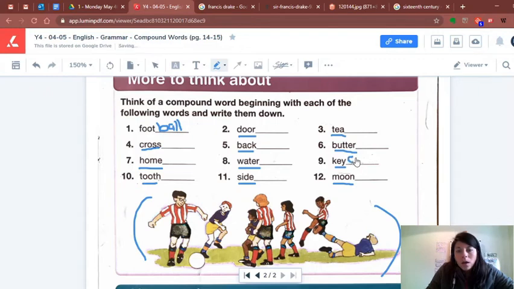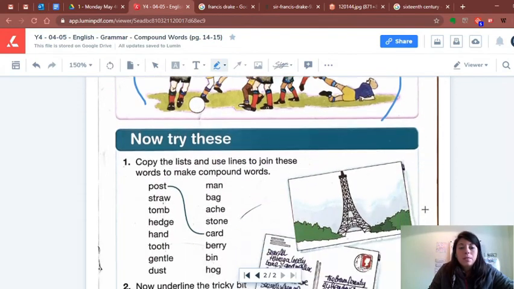So I can go ahead and just write keychain. That's a word. Or sidewalk. There we go, sidewalk. So I just gave you a couple of hints, and you can go ahead and create other words. Remember, you can't make them up. They have to be words that exist.